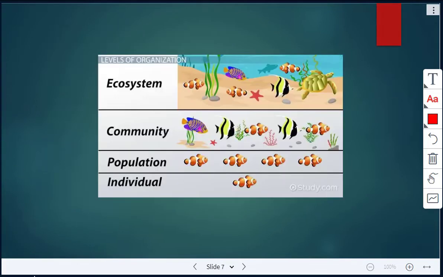All right, so here we just have a diagram showing the levels of organization. Starting at the bottom, we have the individual or the organism that belongs to a species. Then we have the population that consists of the same species. Next, we have the community. Here we can see different species interacting together. So that becomes a community. And then we have the ecosystem. The ecosystem now brings in the living and the non-living things interacting together. In this case, we can see some rocks, we can see the sand, we see the water. Those are all the abiotic or non-living things.